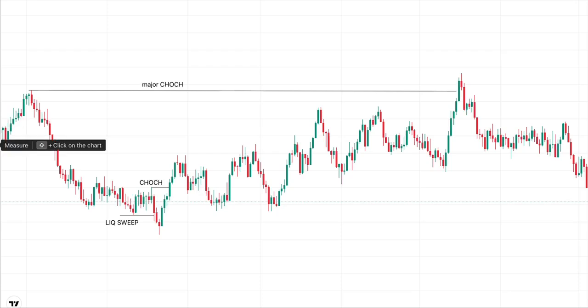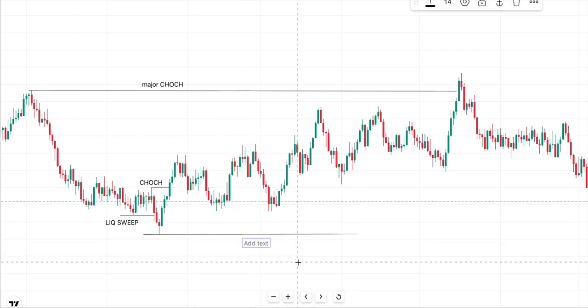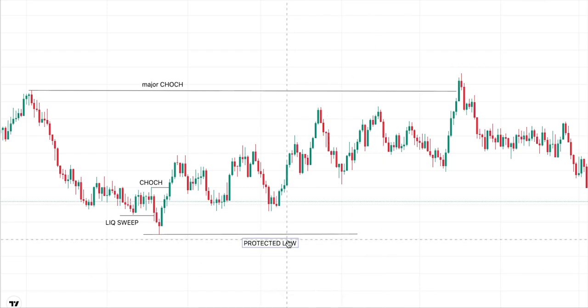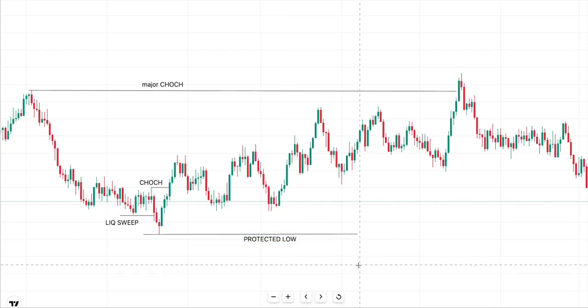That becomes your protected low. So you can use this and put this as your protected low. When you do this, now you've clearly identified the major things in the market. You've identified the liquidity sweep, your protected low, your minor change of character, and your major change of character.